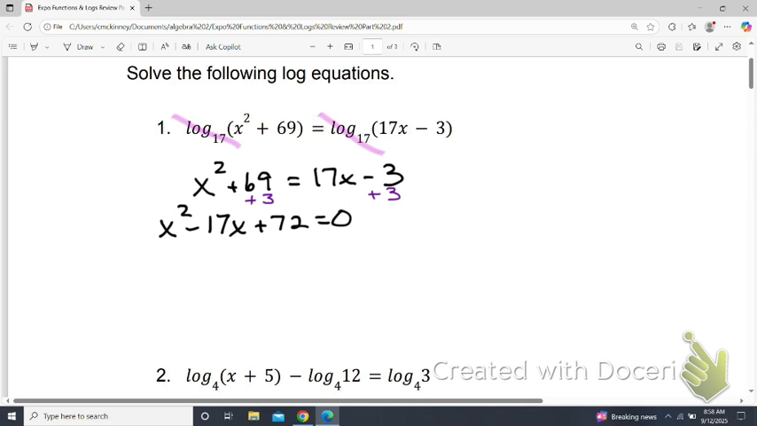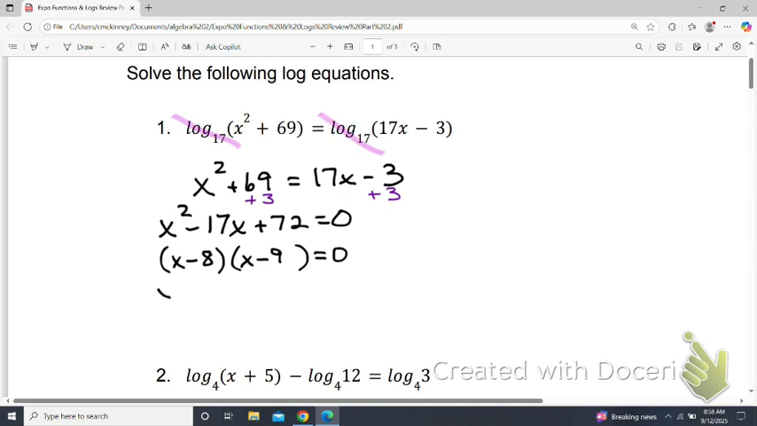And then from there to solve, we need to factor. So we'll be looking for two numbers that multiply to equal the 72, but add up to -17. So it's a positive 72, so they have to have the same sign, but they're adding up to a negative. So we know they're both negative signs in the factors. And then this would be 8 and 9. Doesn't matter which order you write them in.